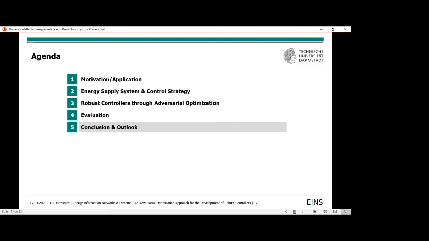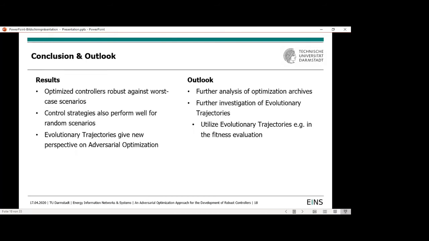And I would now turn to the conclusion and the outlook. Especially with the archive-based optimization method, we could identify robust control strategies, and these robust control strategies are not only robust against the worst-case scenarios it was trained on, but also against random scenarios. And in addition, with the utilization of these evolutionary trajectories, a new perspective on the adversarial optimization topic could be given.